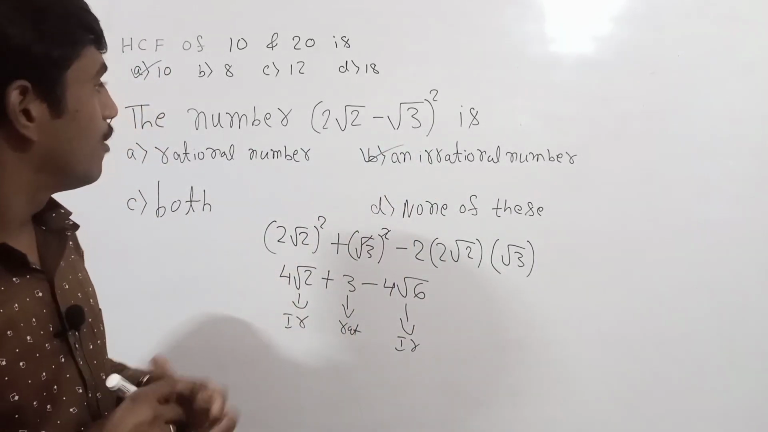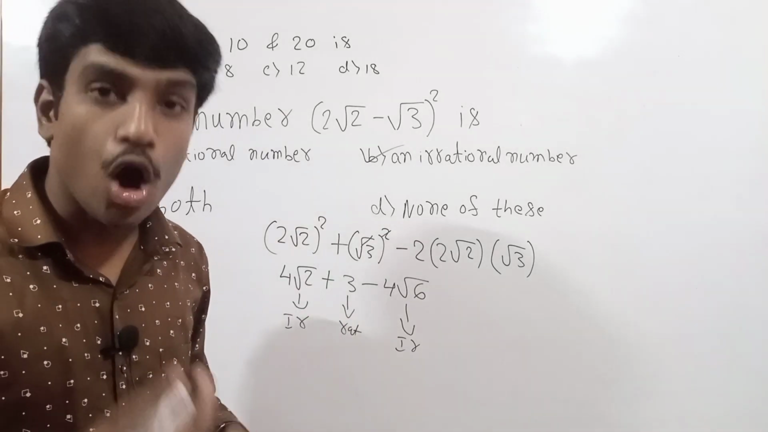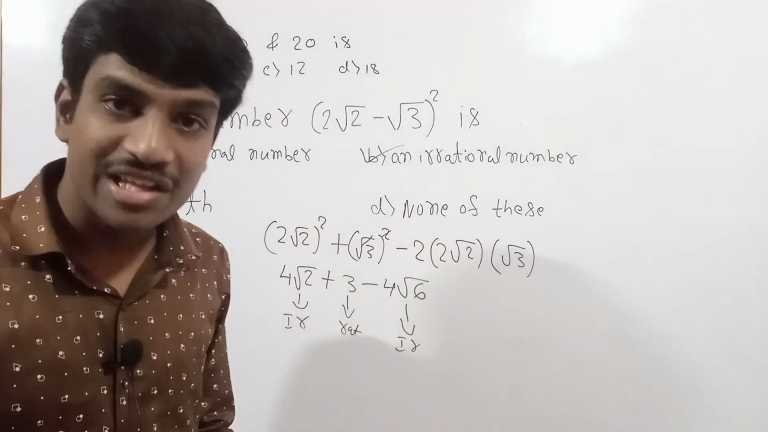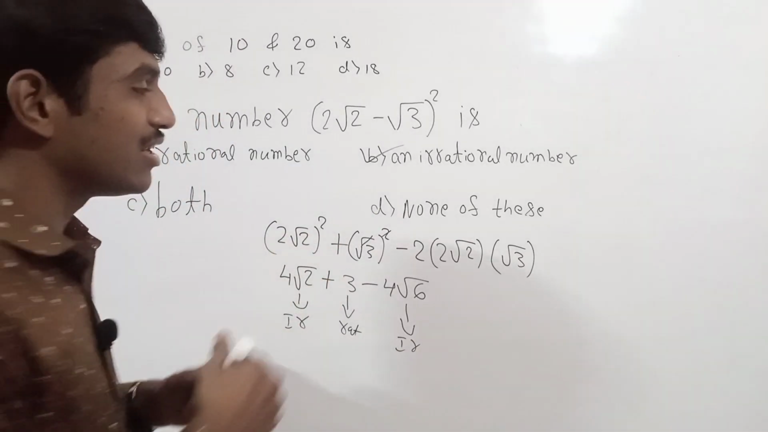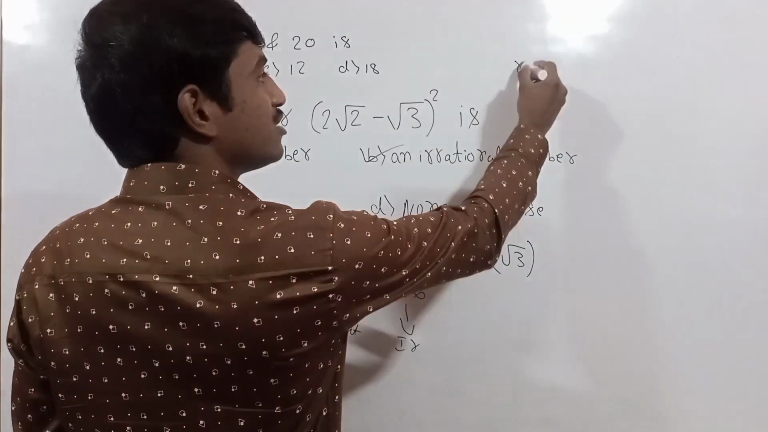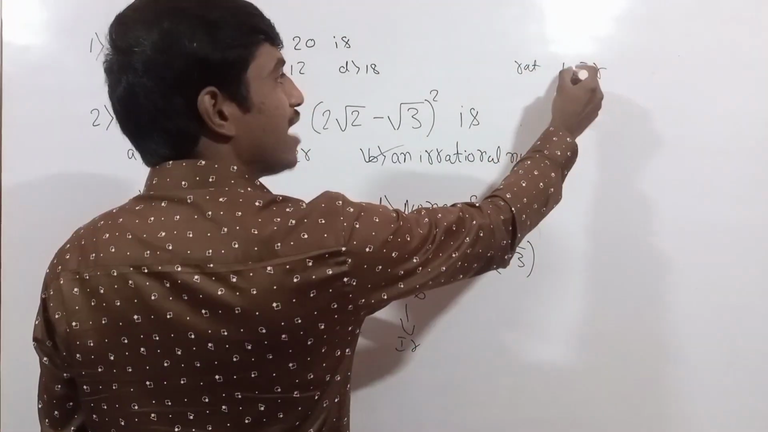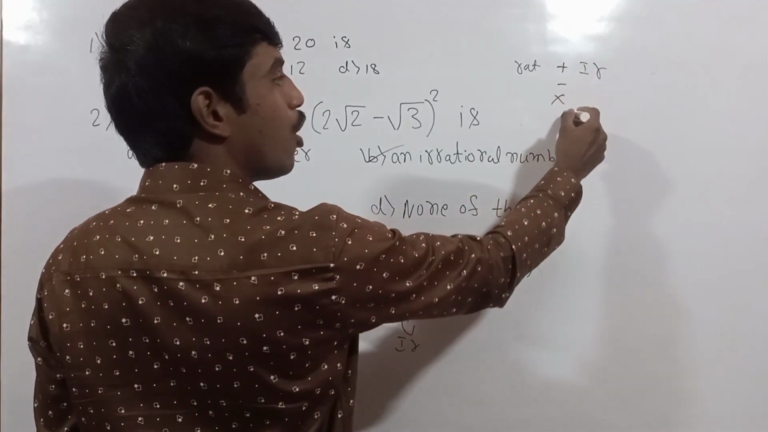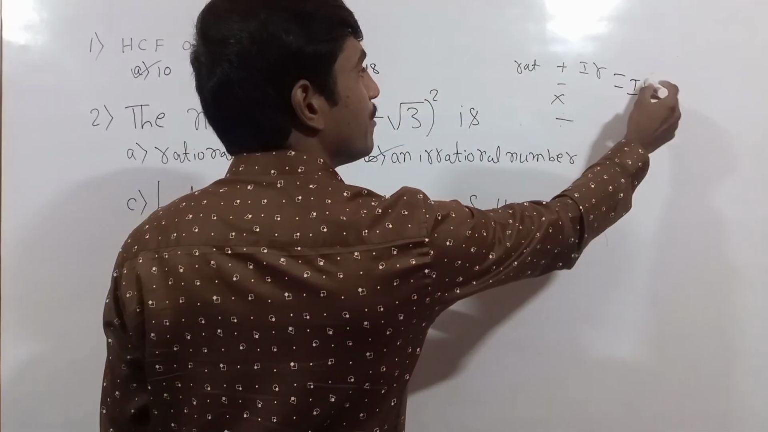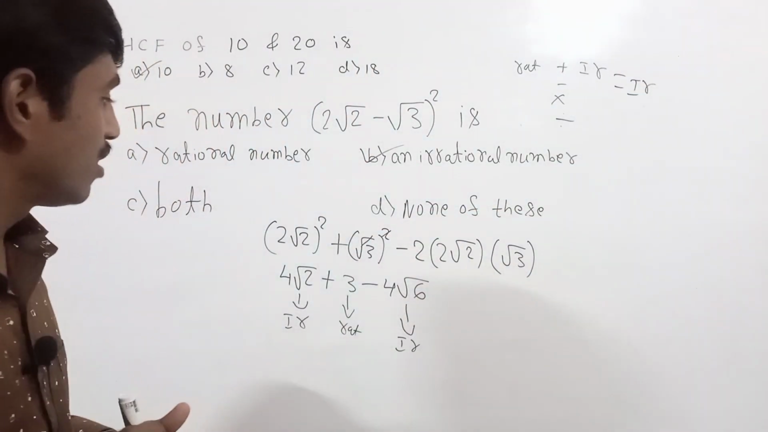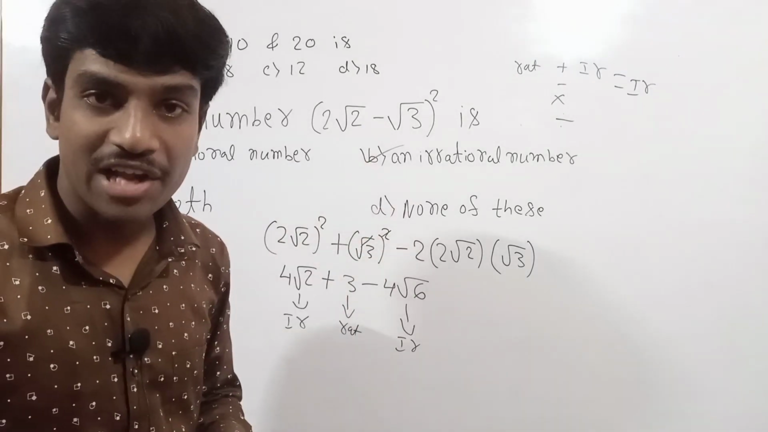When you get a question like this, you need to know that when you add, subtract, multiply or divide a rational number with an irrational number, the answer is an irrational number. You should make a note of that. Whether you add, subtract, multiply or divide a rational number with an irrational number, the answer is irrational only. So here also we are adding a rational number with an irrational number, so the answer is an irrational number.